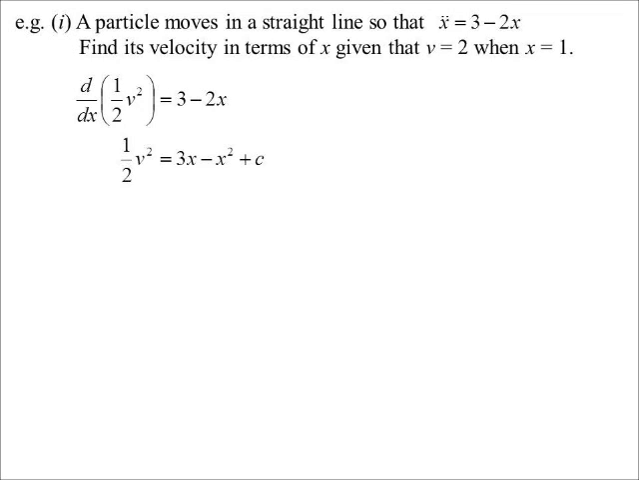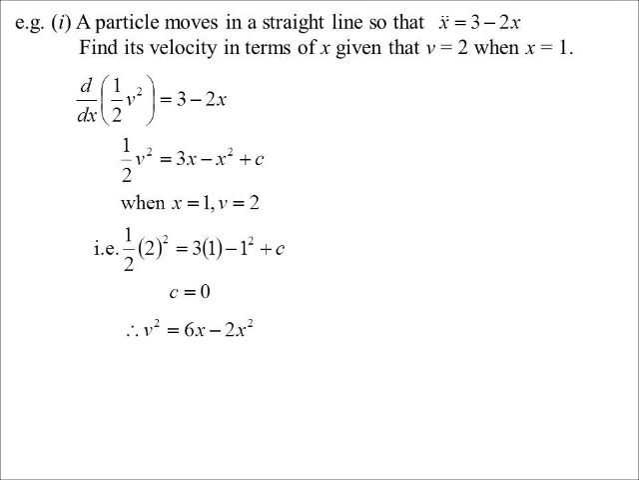So a half v squared, to undo the d/dx, we integrate. I get 3x minus x squared plus some constant. We know that when x is equal to 1, velocity is equal to 2. Sub in, and the constant turns out to be 0 in this case. So there's an equation, not for velocity, but for velocity squared. They want an expression for velocity, so velocity will be plus or minus the square root of 6x minus 2x squared.